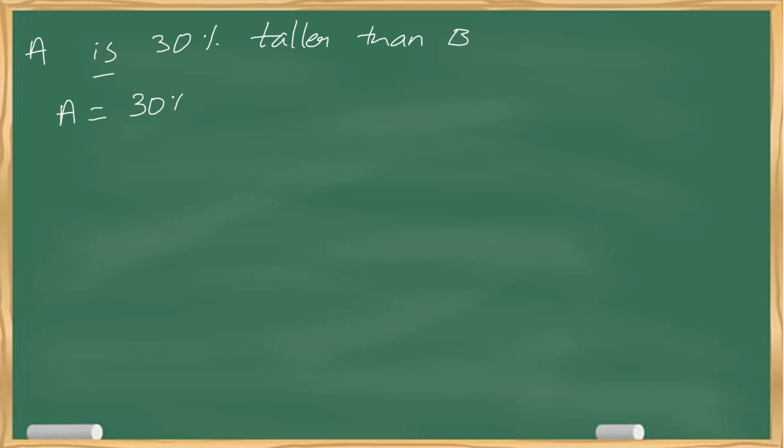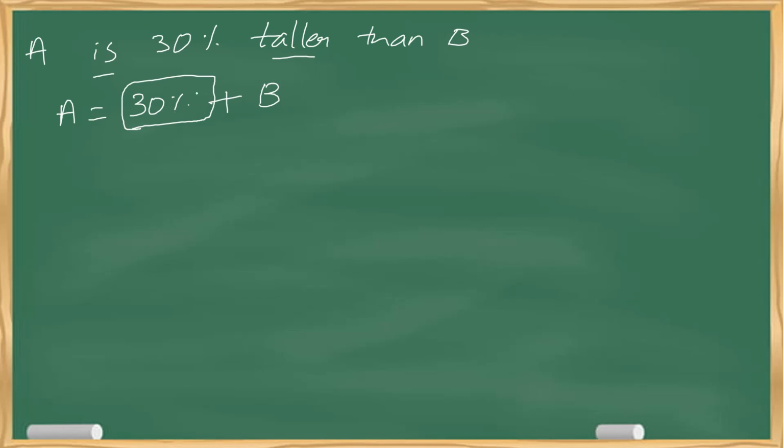Am I clear? Now, A is 30% taller than B. So whenever we say this kind of statement, how to convert this into a mathematical expression? So A is equal to 30% taller. What is the meaning of taller? More than B.